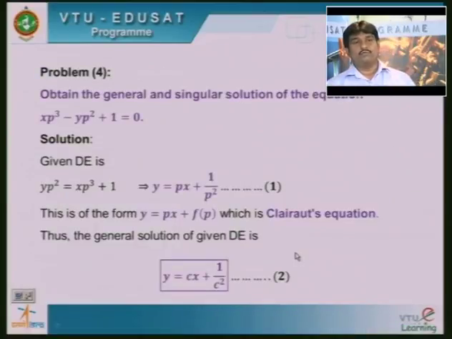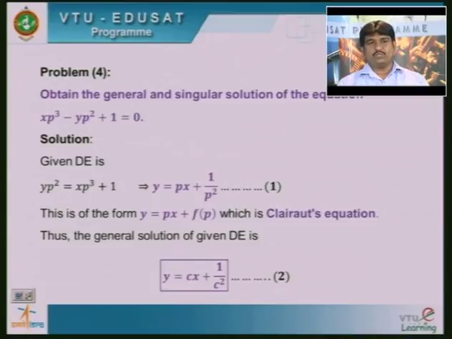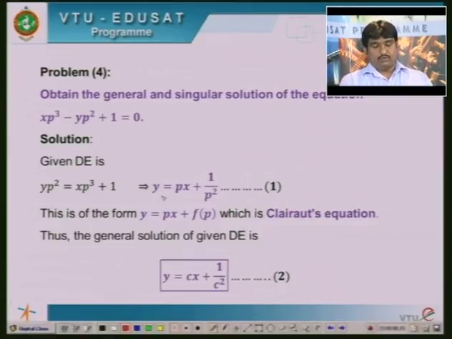Next problem. Problem number 4. Obtain the general and singular solution of the equation xp cube minus yp square plus 1 equals 0. Given differential equation is yp square equals xp cube plus 1. You divide this equation throughout by p square to get y equals px plus 1 divided by p square. So this is of the form px plus f(p), which is Clairaut's equation, and its general solution is y equals Cx plus 1 divided by C square.